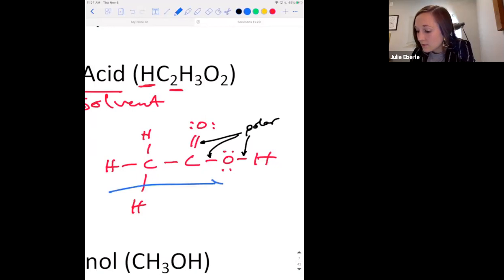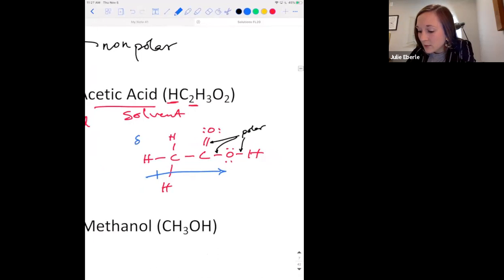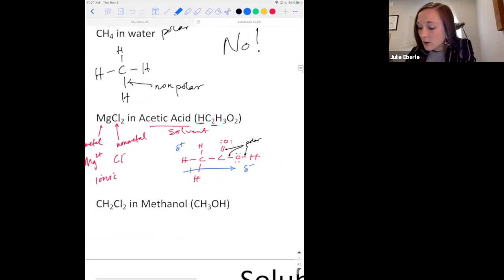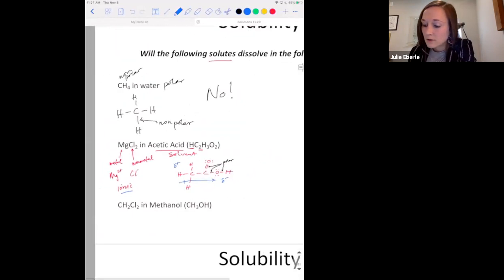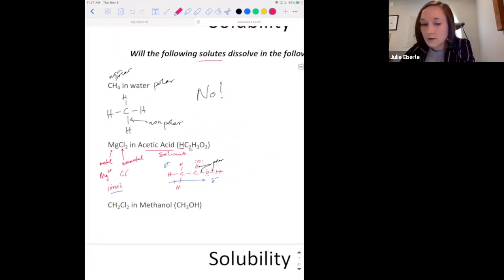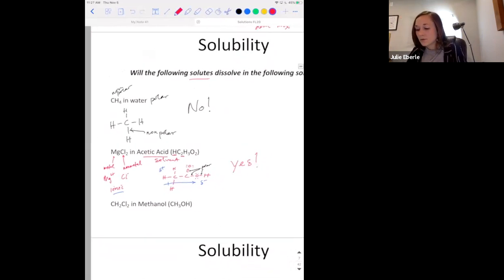I just like to draw them kind of across the whole molecule. If we split the molecule in half, the left side would be the partial positive region, the right side would be the partial negative region, okay? Because of all these oxygens and all their lone pairs. So we have an ionic solute in a polar solvent. Will this dissolve? Would you get a solution? Jenna says yes. Anybody agree, disagree? I'm seeing some head nods. Okay. Yes, you would. It would dissolve.